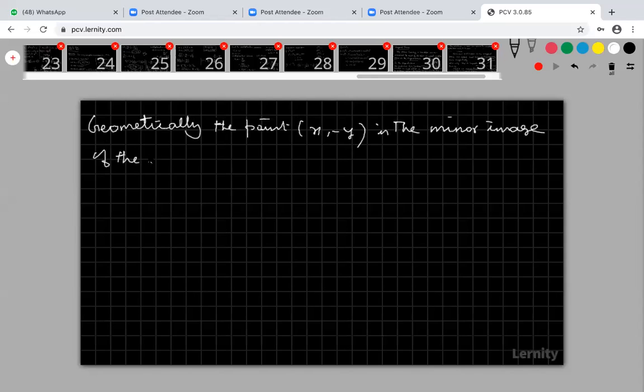Mirror image of the point (x, y) on the real axis. This is actually point Q, and this is actually point P. Q is the mirror image of the point P.